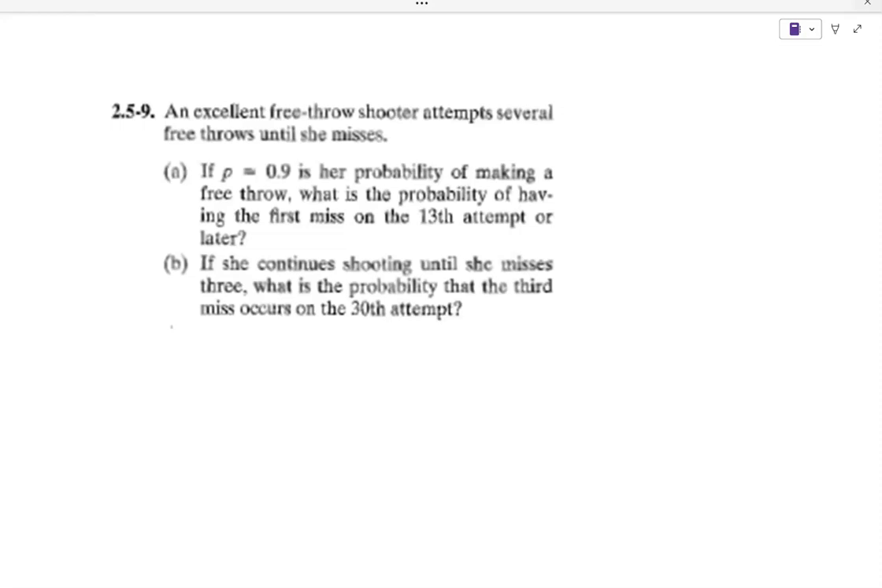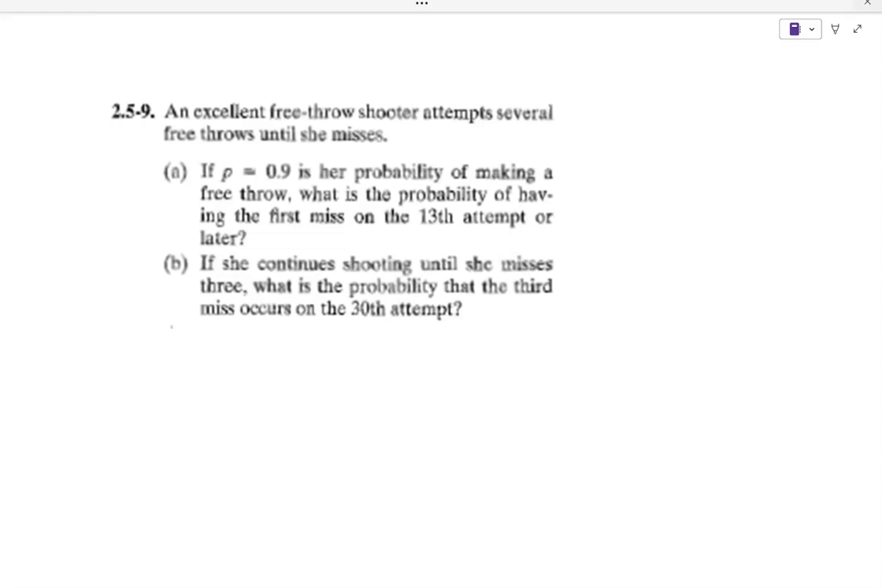Free throw shooter. Going to shoot till she misses, at least in part A. Probability of making a free throw is 0.9. What's the probability of having the first miss on the 13th attempt or later? What kind of random variable is this situation in part A? Number of trials until the first miss.